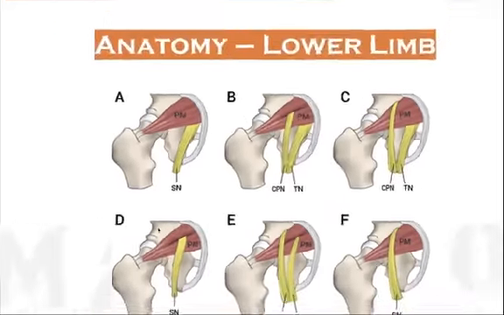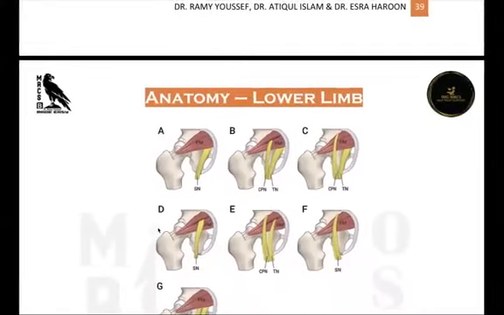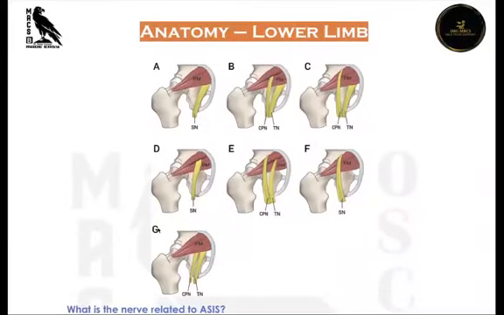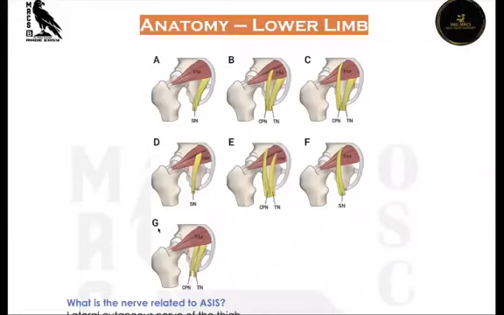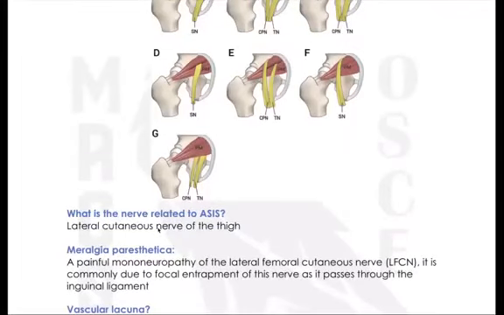Okay, next question. What is the nerve related to the anterior superior iliac spine? This is from part A. You guys can answer me. This is the lateral femoral cutaneous nerve, the lateral cutaneous nerve of the thigh. Yes. If there is a compression over the lateral femoral cutaneous nerve, what will be happening? Neuralgia paresthetica. Fantastic. Very good. This is from part A.